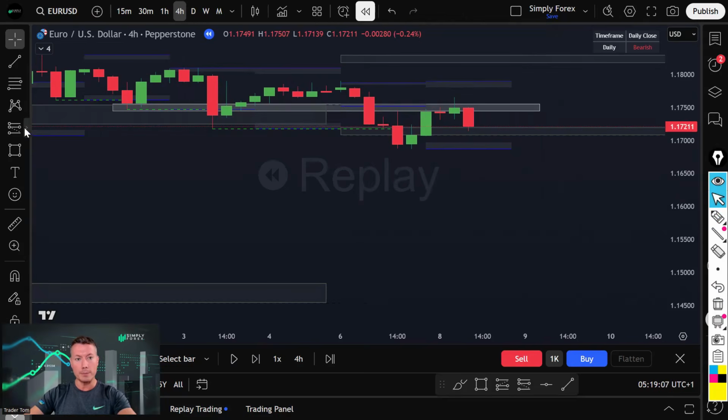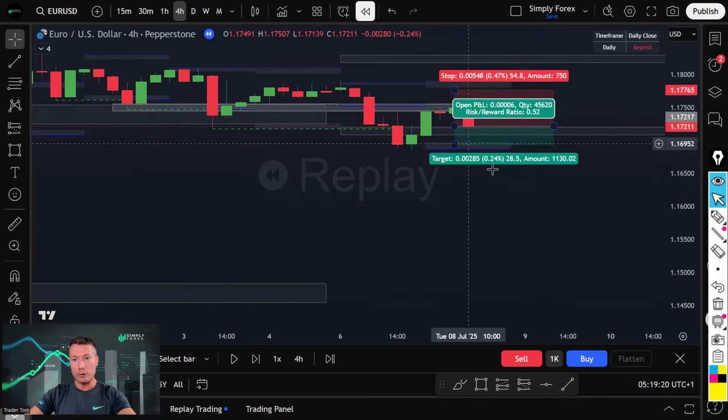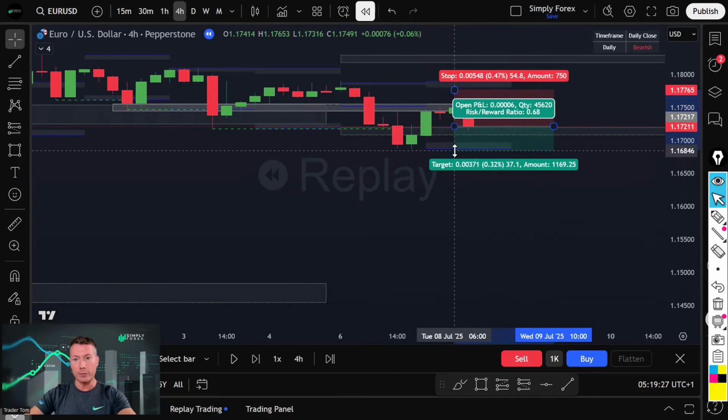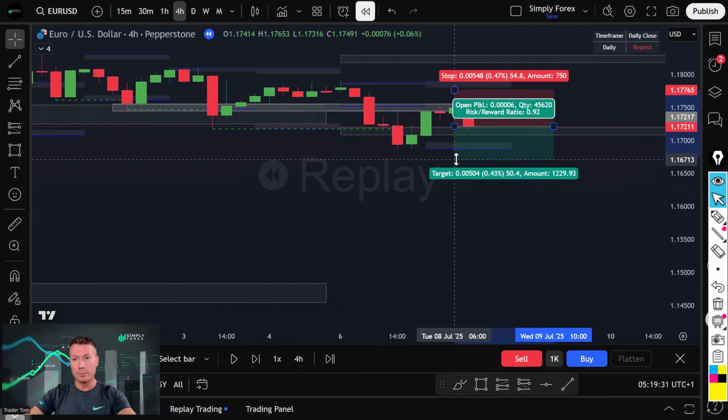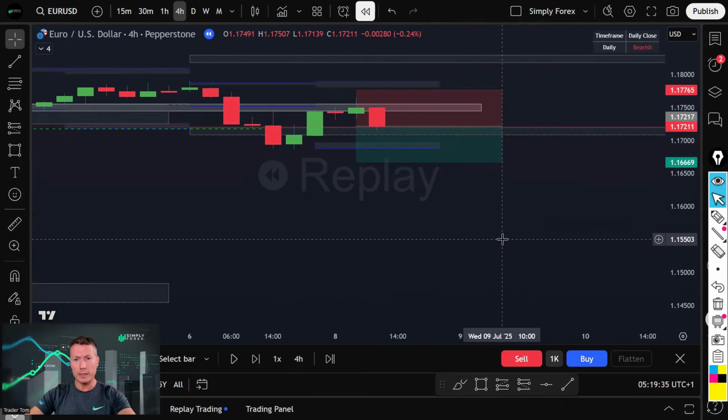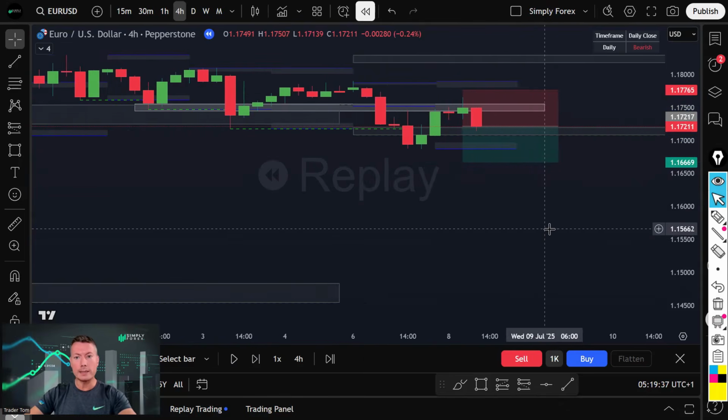So let's just bring up a short position and do exactly that. With this trade, we have been looking for 1:1 and then letting some of the profit run. Okay, so let's bring it down to 1:1. Okay, so there you go. So that is our trade set.